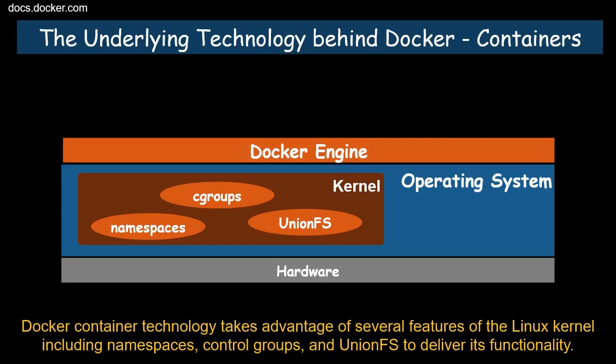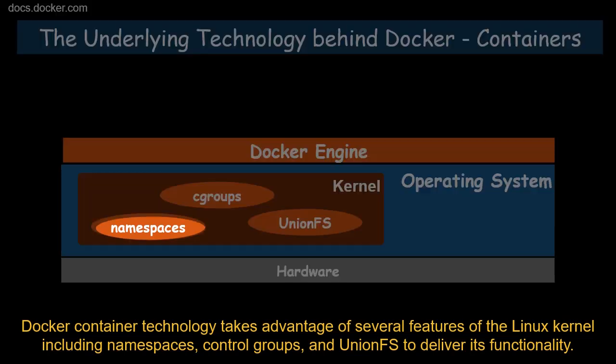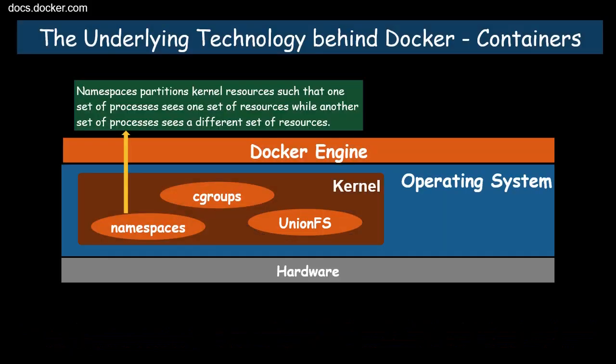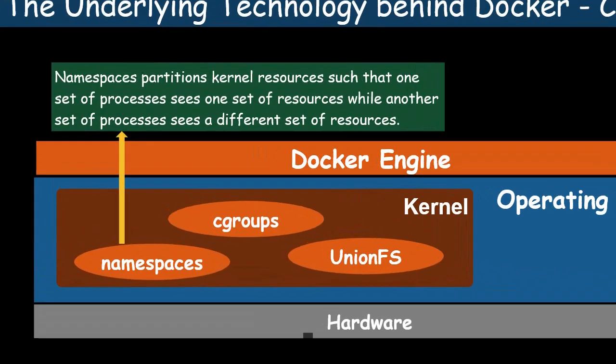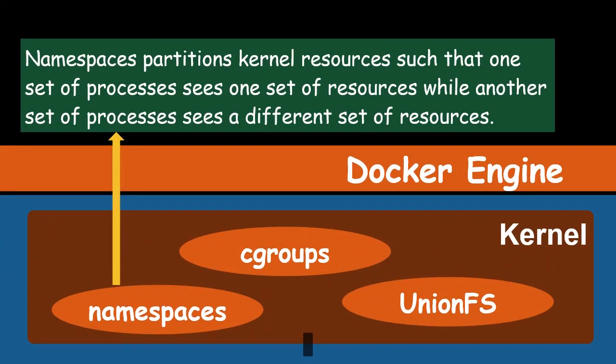Docker container technology takes advantage of several features of the Linux kernel, including namespaces, control groups, and UnionFS to deliver its functionality. Namespaces partition kernel resources such that one set of processes sees one set of resources, while another set of processes sees a different set of resources.